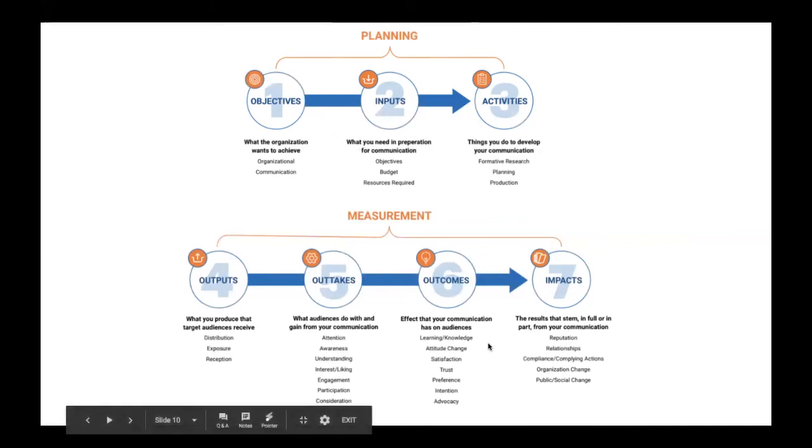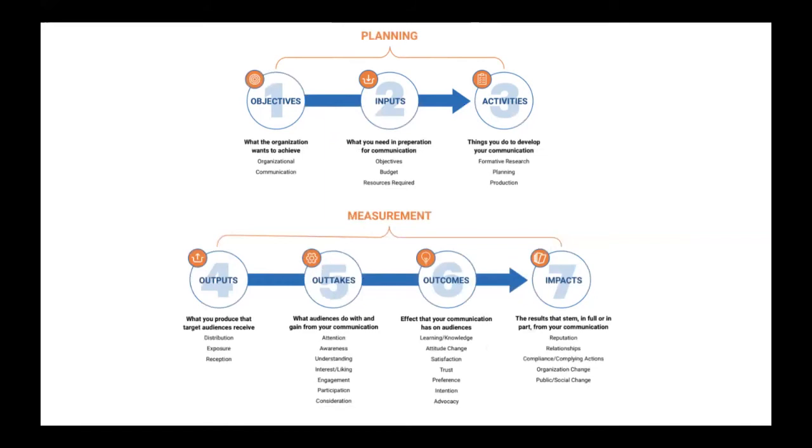Number 6, outcomes, the effect your communication has on audiences. That's where we influence them, like we talked about previously. And it's increased learning or knowledge. The attitude is changing: trust, preference, intention, advocacy. Online reviews are a great way to show the increased reputation through PR programs.